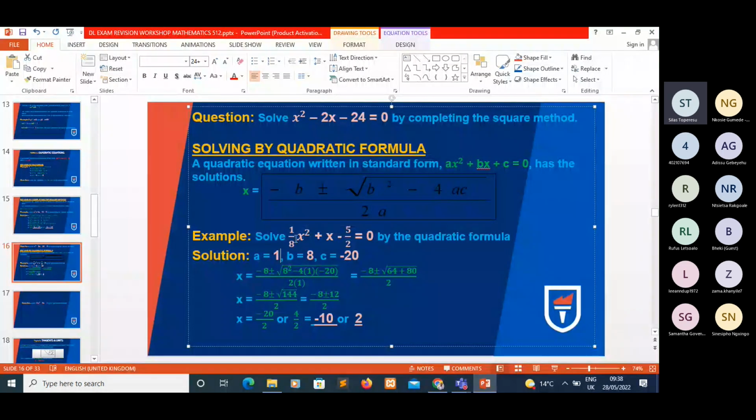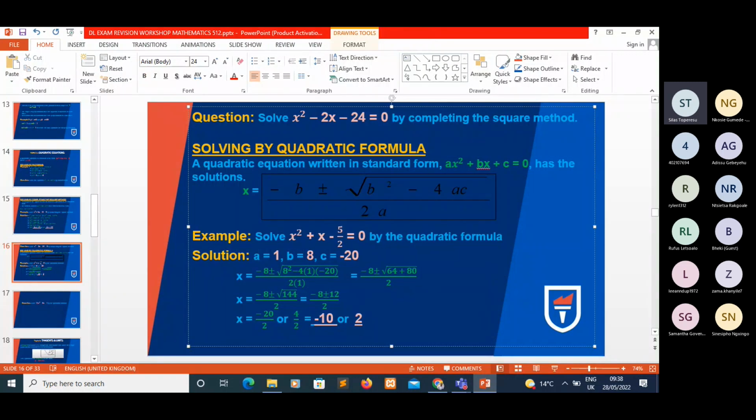1 over 8. I have to identify this one with my a. My a is 1. Okay, I put 1 over 8 here. I used 8 as my... Okay, I used the wrong equation here. But I have to identify my a.